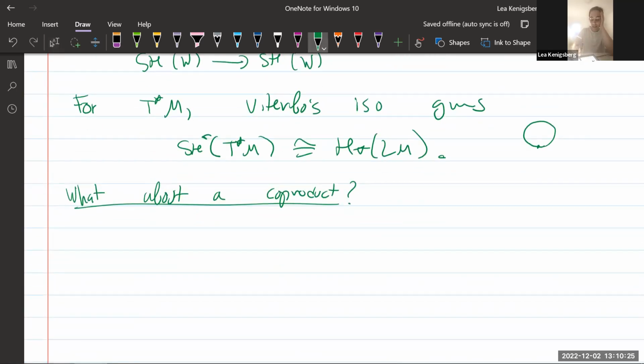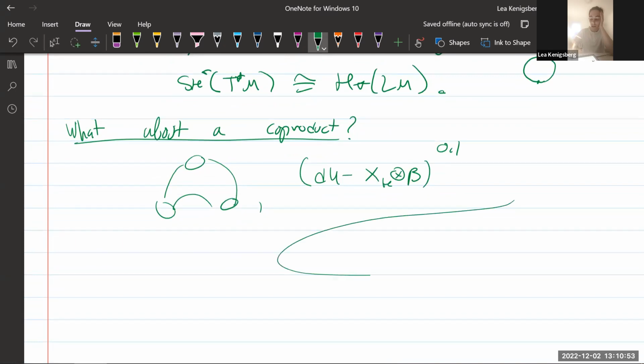So what you can do is you can try to count, you can try to define a similar operation by just looking at maps from the pair of pants where now you have one positive end and two negative ends. But this type of operation, in order to define it, you're going to have to choose some data.